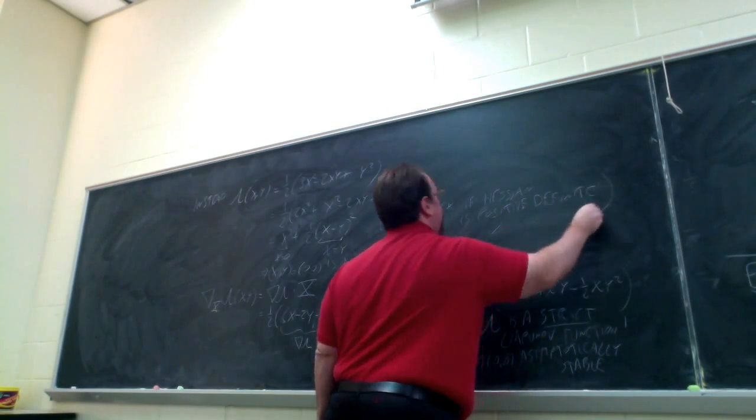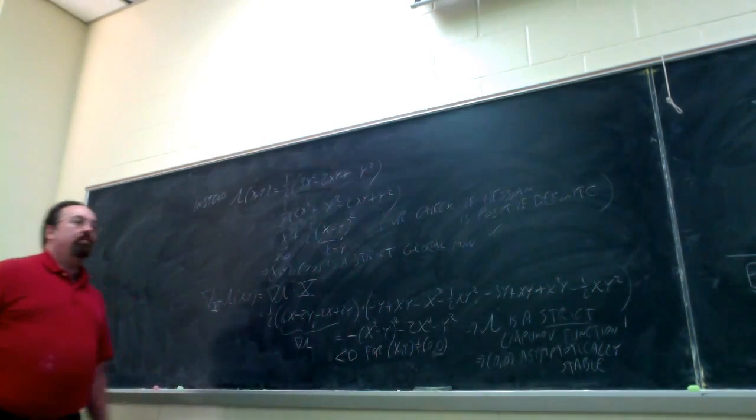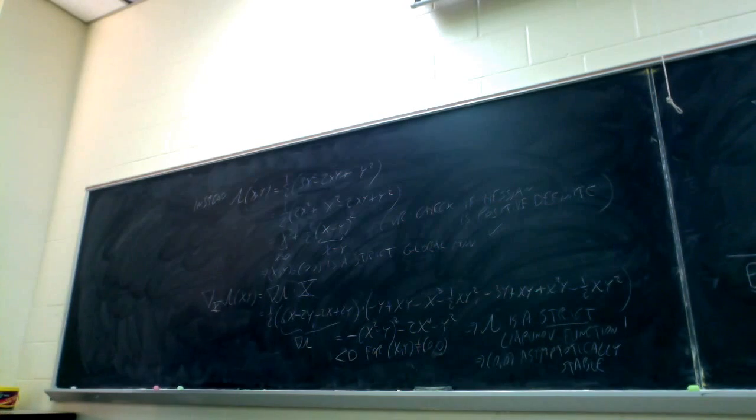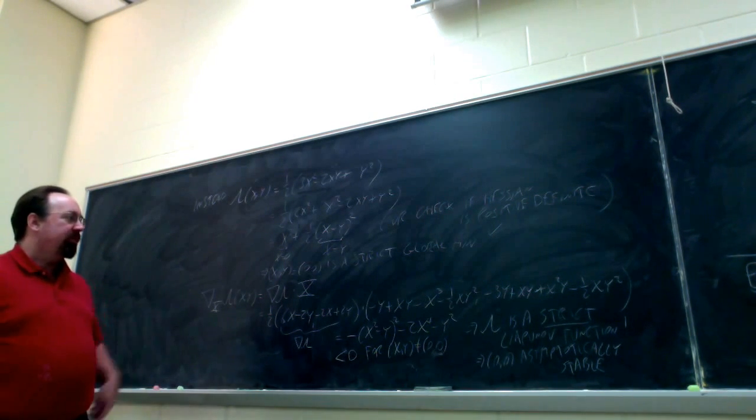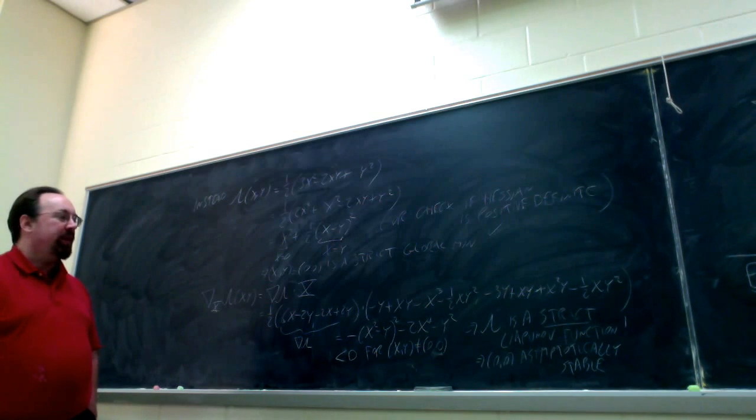Using a kind of test similar to what you do in multivariable calc. So that's something you can do more generally about a function. But what's written is something you can write as a sum of squares. That's a lot easier way to check for your fixed point being a strict global min. Okay.